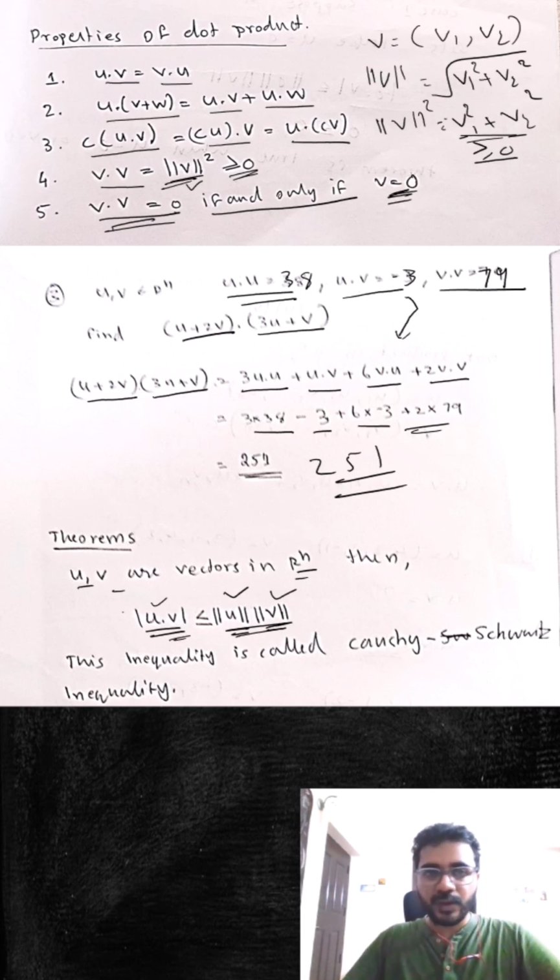This is the whole thing I have discussed here. I have discussed unit vector and the length of a vector, then dot product, angle between two vectors, and then the properties of dot product and the Cauchy-Schwarz inequality.